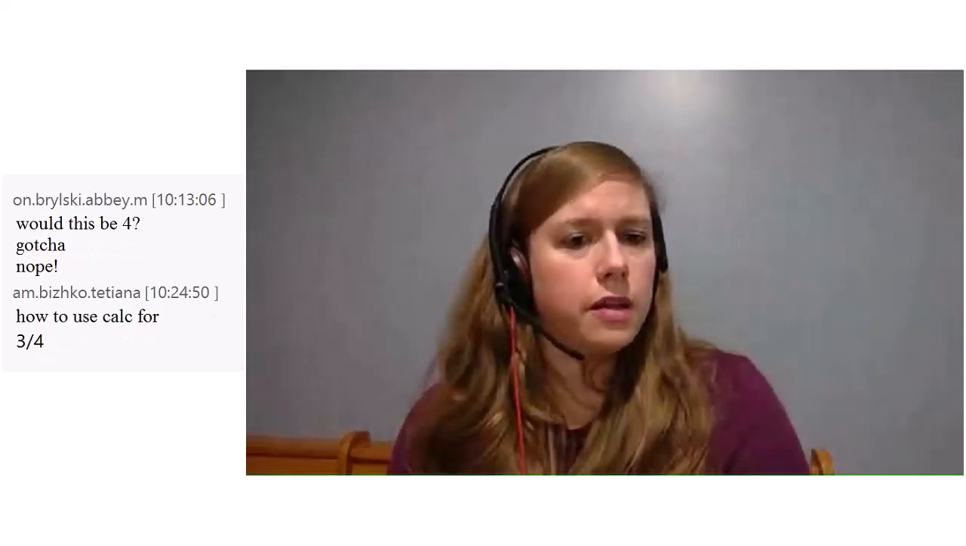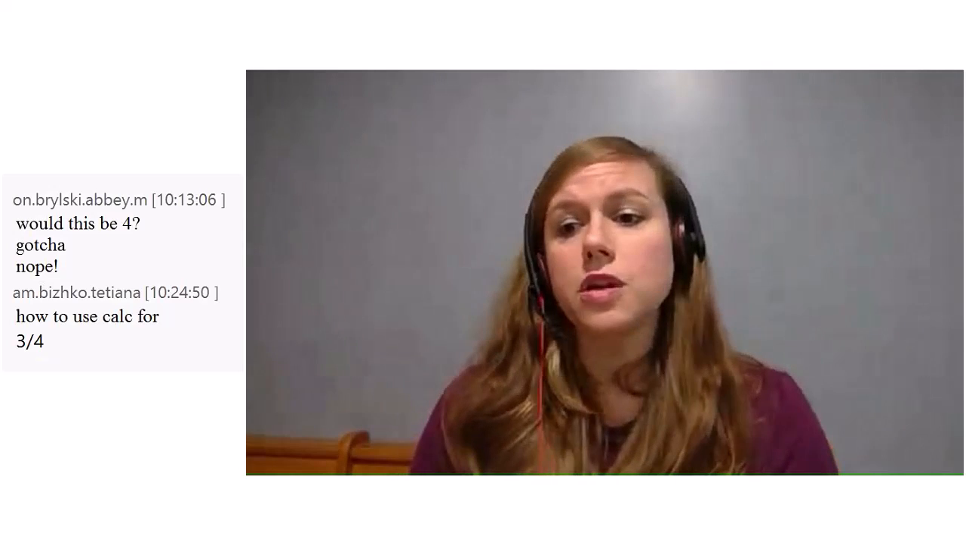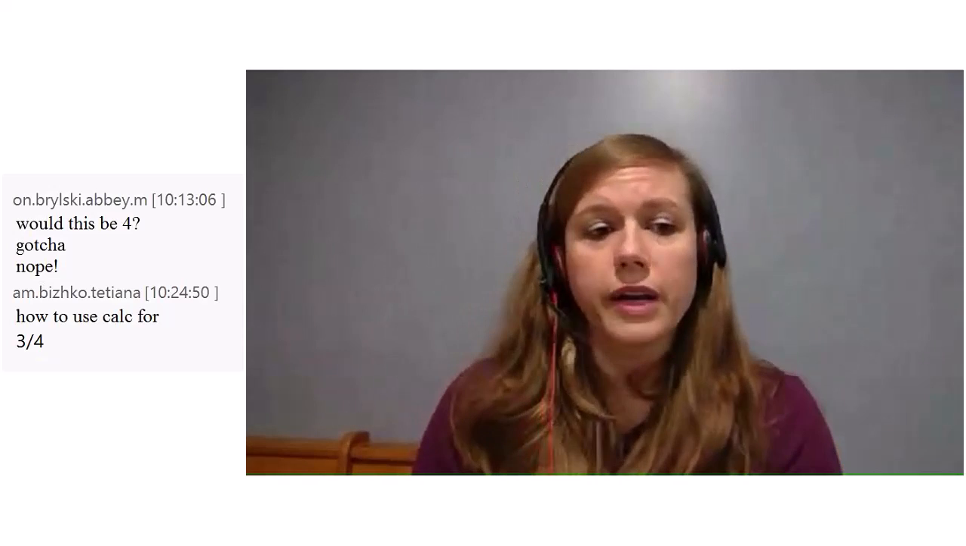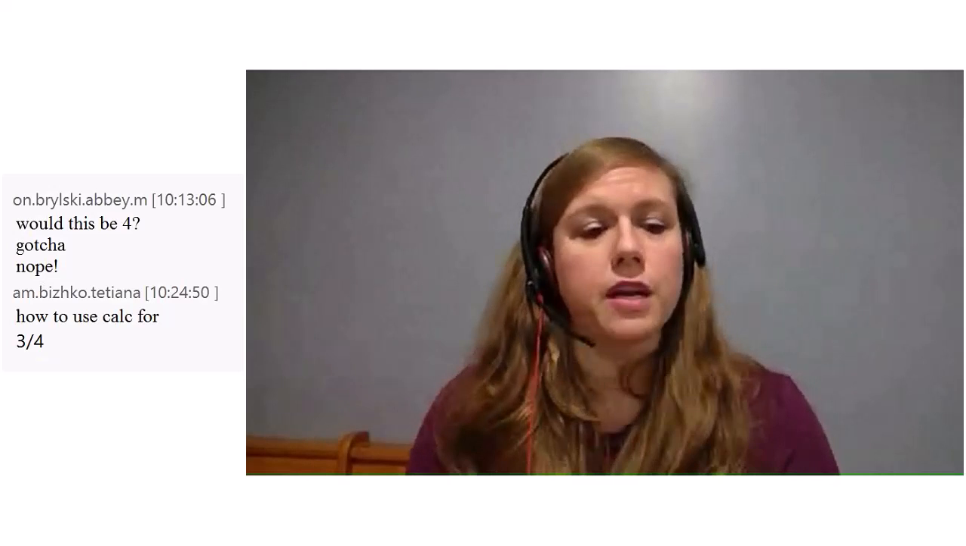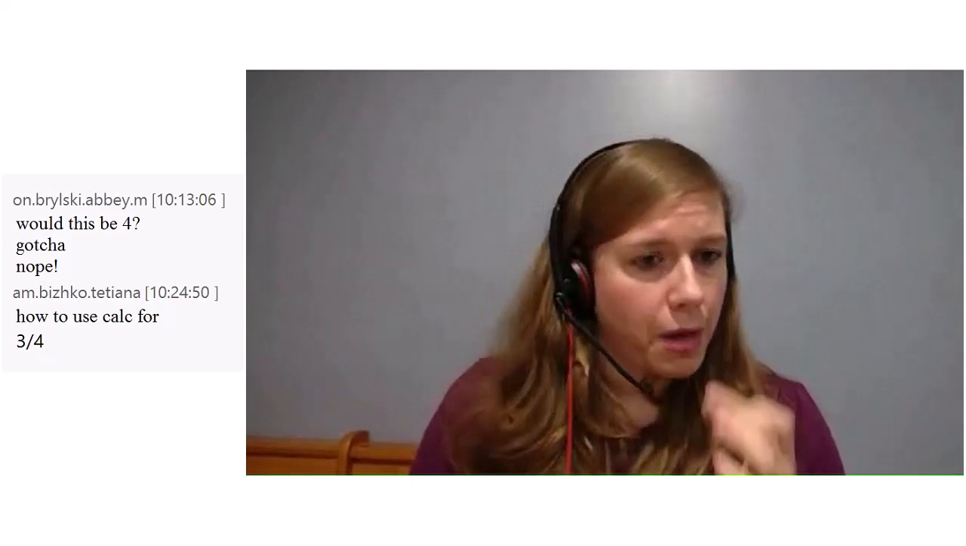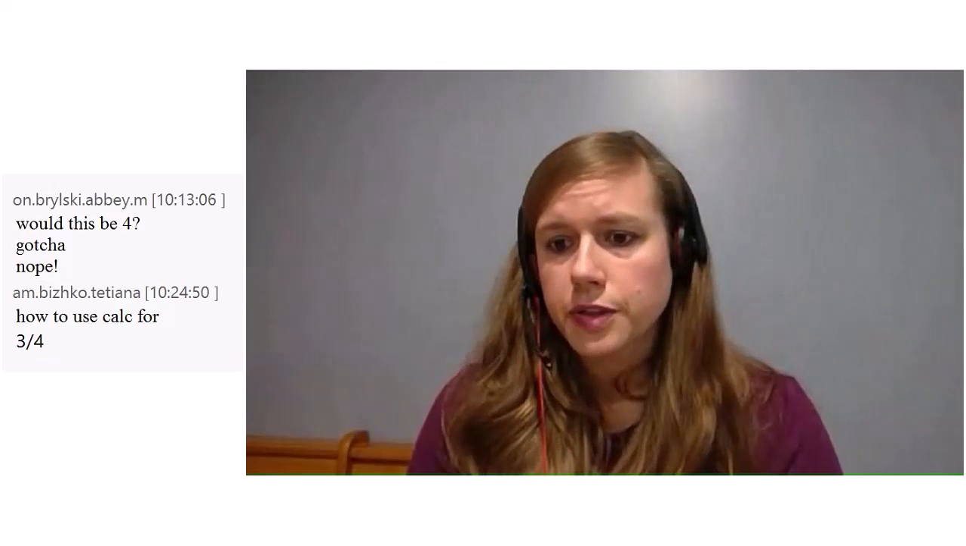Tatiana, how to use the calc for a fraction like that. So you would always do the fraction with division. So you would do 3 divided by 4, or again, you can use your fraction button if you have that on your calculator. Okay? And if you need more help with that, I can help you when we come back from the break. Okay? Everybody else okay?